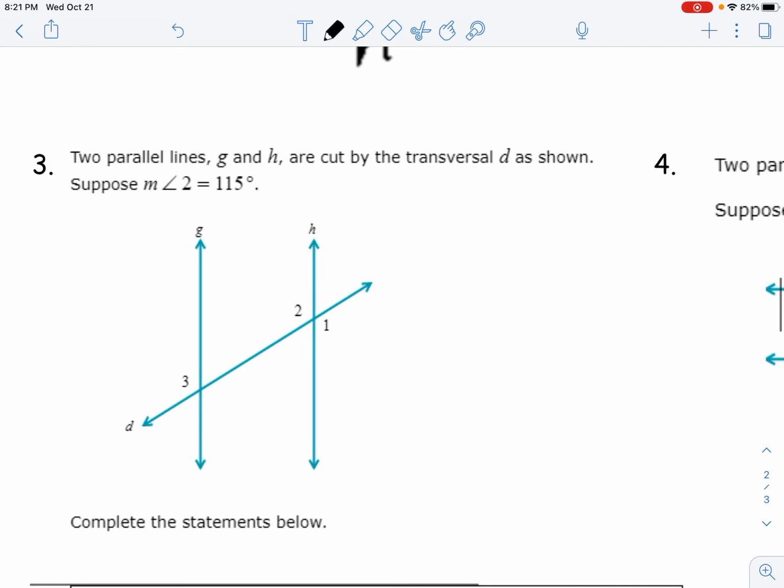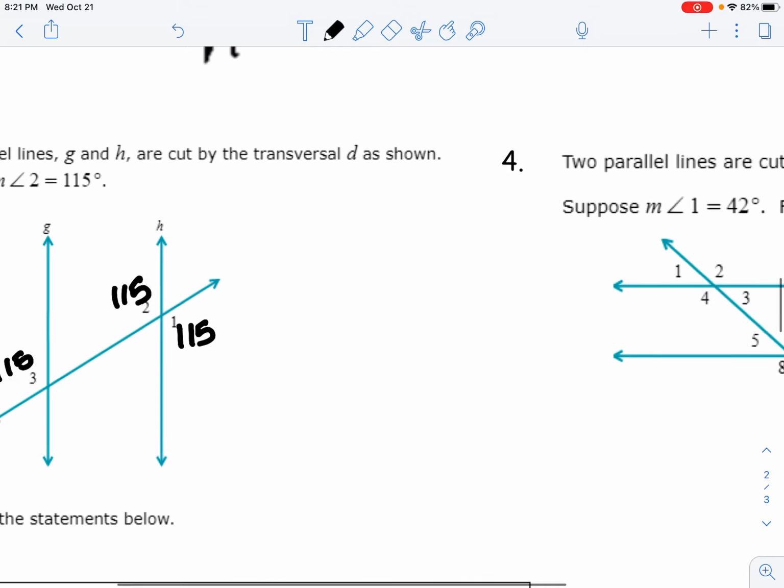Number 3. Suppose measure of angle 2 is 115. That means this is 115 because those are both obtuse and they're vertical angles. And since this one is a corresponding angle with angle 2, it's also 115.